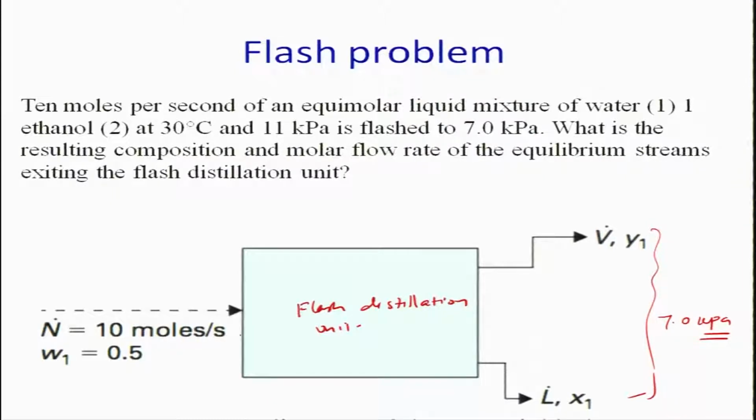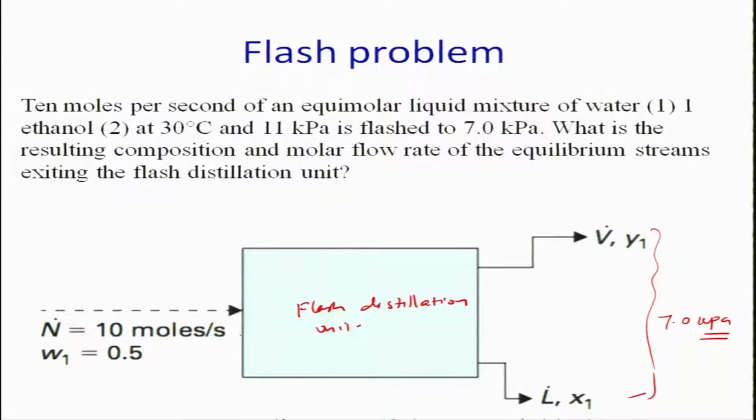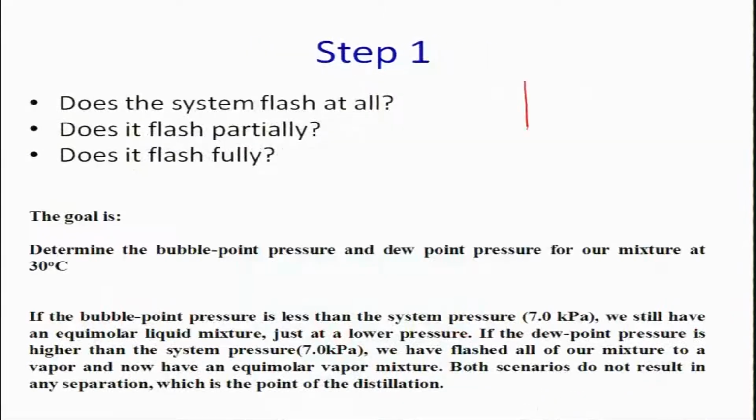So, the first important question is whether the system will flash at all. That is the most important question: how do you know that the system will flash, in a sense will separate? That is something you have to understand. Is it going to flash partially, or will it flash completely to, let us say, the vapor phase? So, how do you solve this problem? Let me first explain this. These are the questions which would be the first step if you want to solve such a problem.